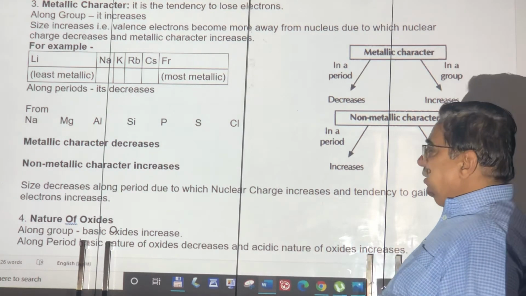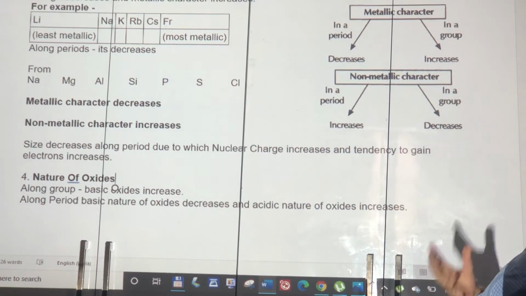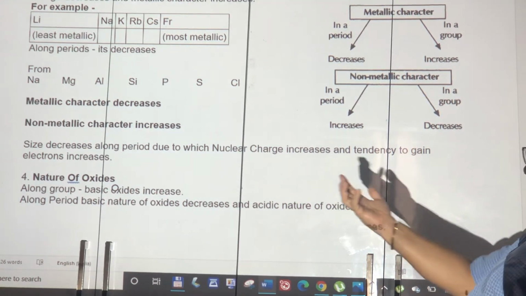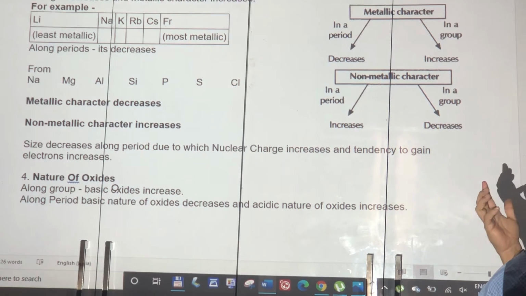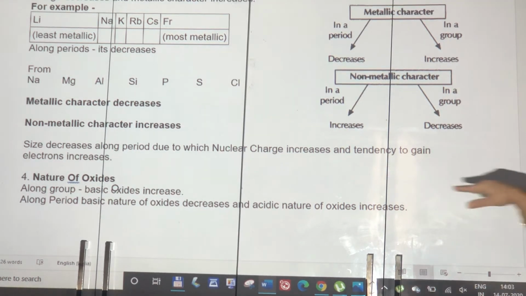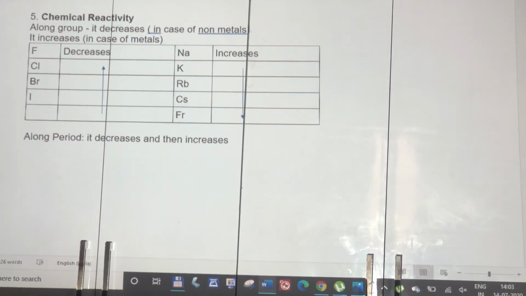Non-metallic character decreases, increases. Easy to remember. Nature of oxides: along the group, basic oxides increase. They become more and more basic along the group. And along a period, the basic nature of oxides decreases and the acidic nature increases. In the end, they turn out to be acids, like chlorine and so on. Also, we can see acid.